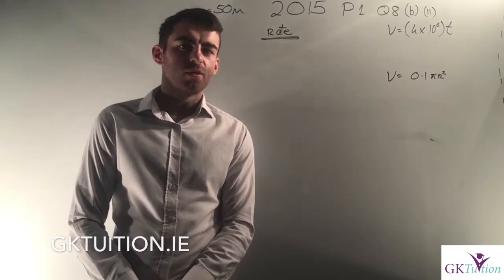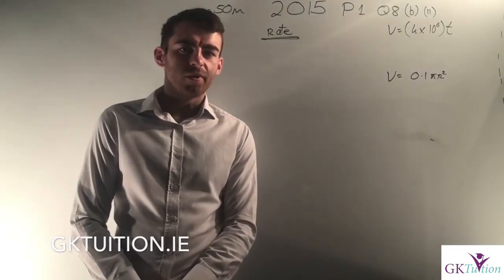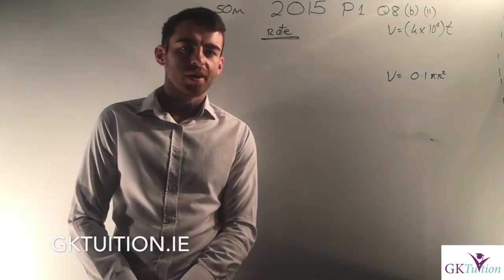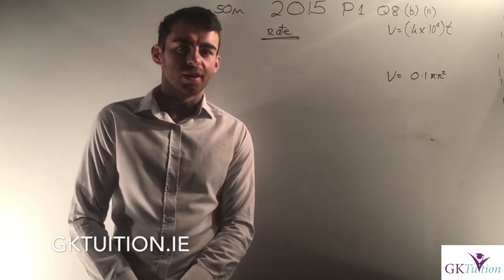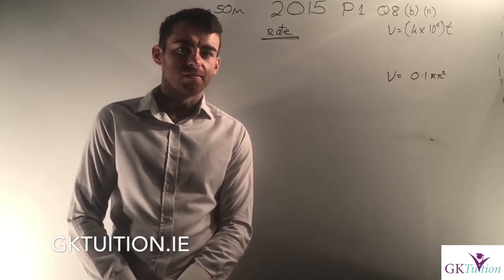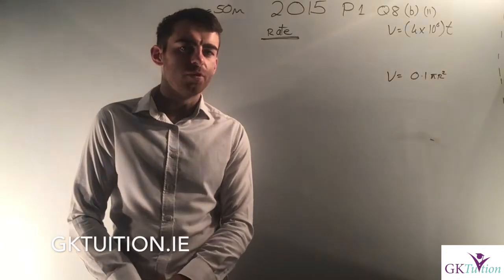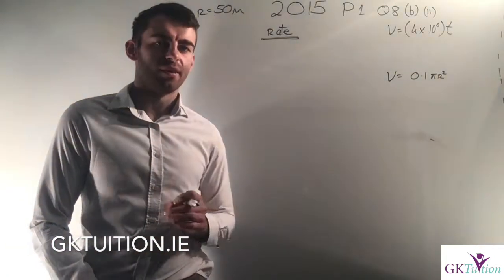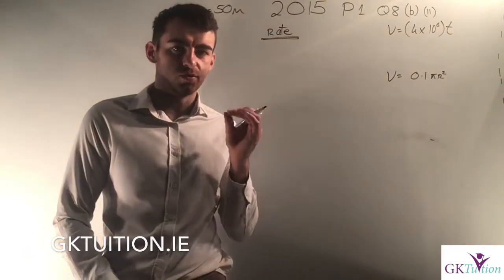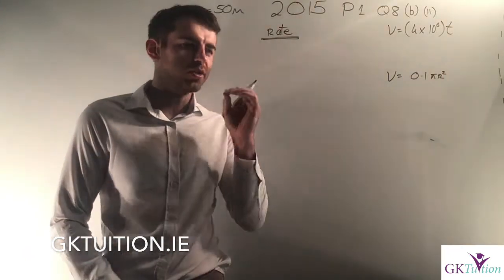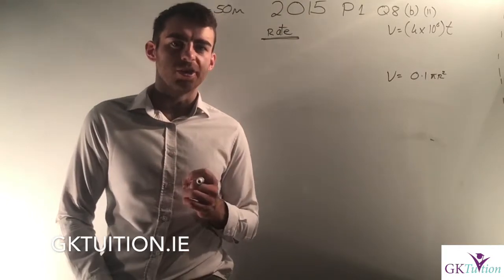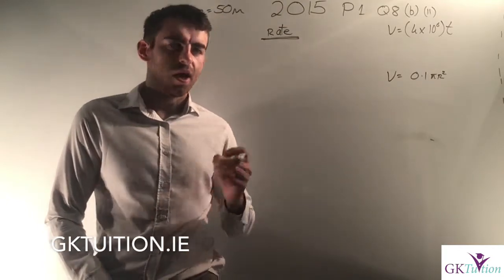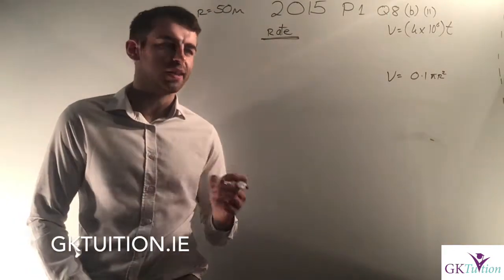B part 2 of this question asks me to find the rate in centimeters per minute at which the radius is increasing, when the radius is 50 meters. Okay, so there are a few important buzzwords here that you need to hone in on. The first one is the rate. I need to find the rate at which the radius is increasing. When you see the word rate, the first thing that should come into your mind is differentiation.